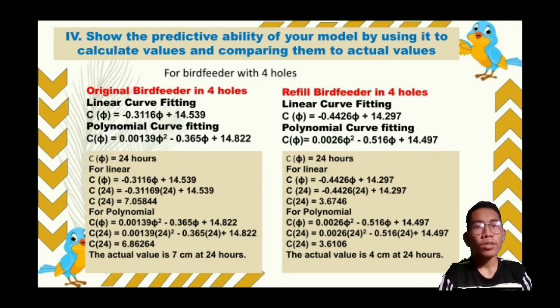C of phi is equal to negative 0.31165 plus 14.539, wherein the value of phi is equal to 24 hours. By substitution, we have C sub 24 is equal to negative 0.31165 times 24 plus 14.539, that gives us C sub 24 is equal to 7.05844.